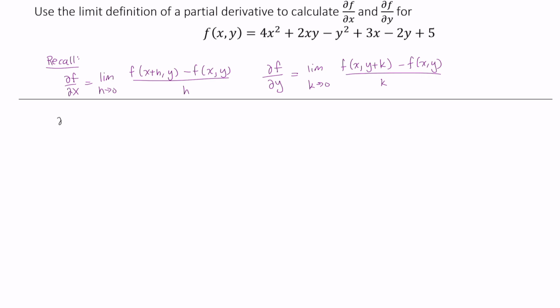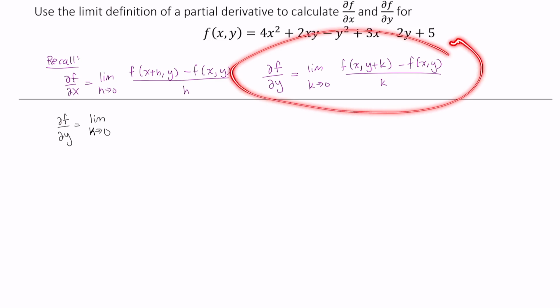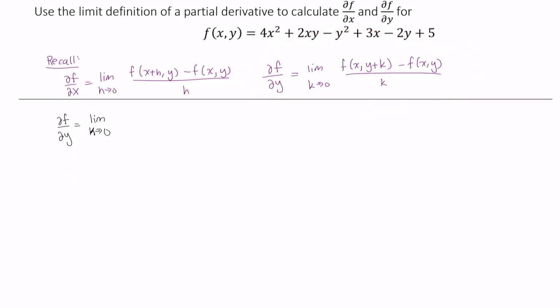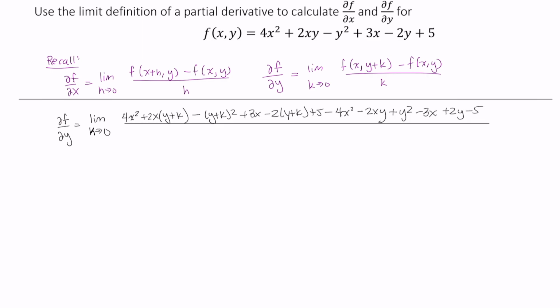All right, let's continue. The partial of f with respect to y is equal to the limit as h approaches 0, k approaches 0. We're using this one now. And since it's the partial with respect to y, you notice that the k corresponds to the y variable. So this is 4x squared plus 2x times y plus k minus y plus k squared plus 3x minus 2y plus k plus 5. Then we subtract 4x squared minus 2xy plus y squared minus 3x plus 2y minus 5. And this entire expression divided by k.